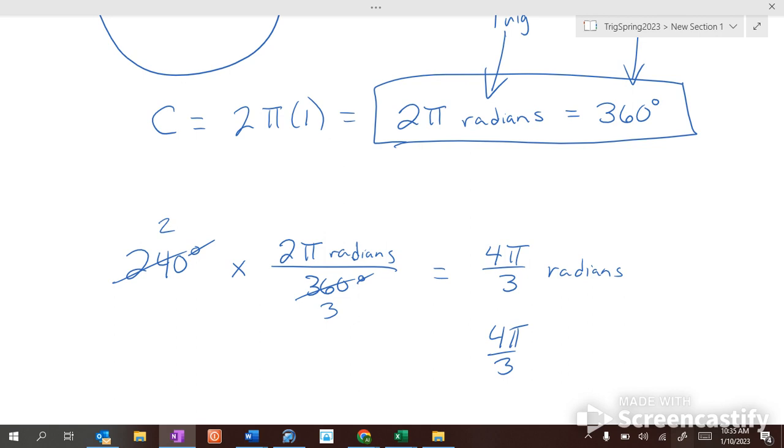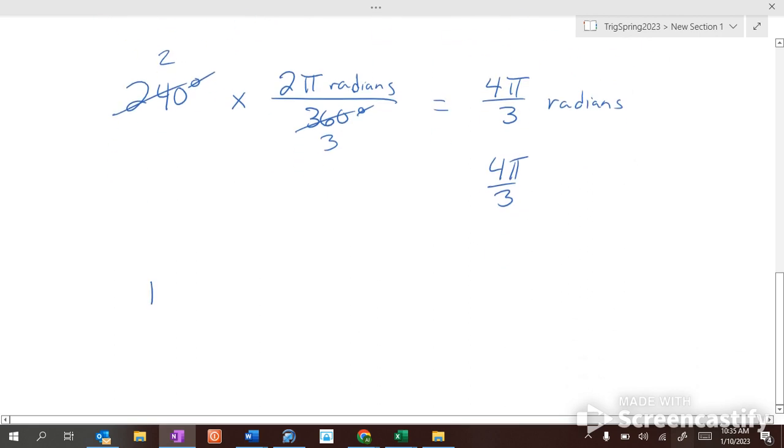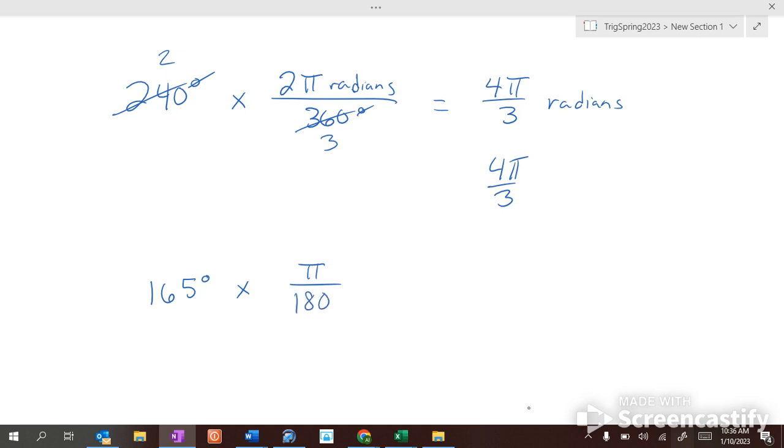Okay. All right. So what is 165 degrees turned into radians? Now, we can make this a little simpler. If 2 pi radians are in 360 degrees, pi radians would equal how many degrees? If we divide this by 2, what should we do with this? Divide by 2. So it's pi over 180.